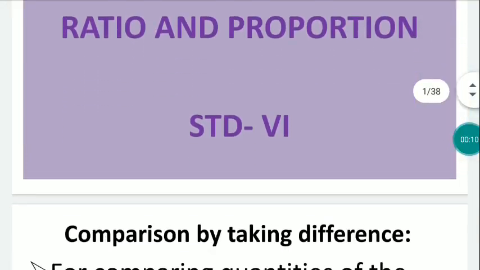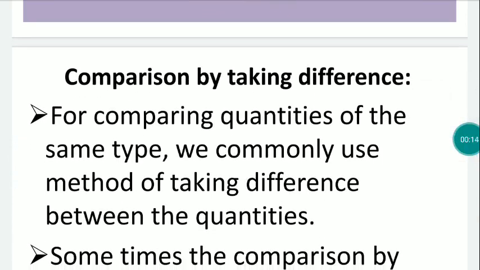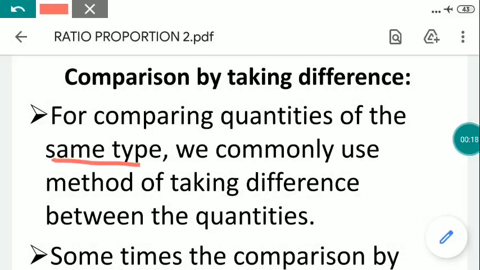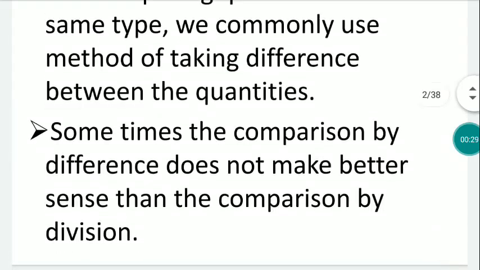The first point is comparison by taking difference. For comparing quantities of the same type, we commonly use the method of taking the difference between the quantities. Sometimes the comparison by difference does not make better sense than the comparison by division.